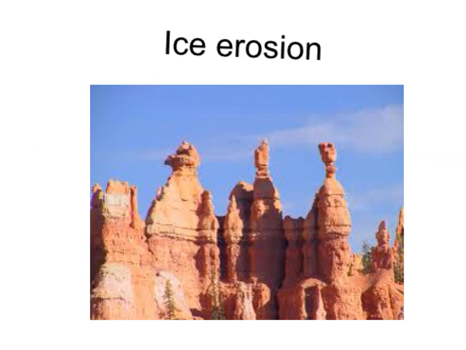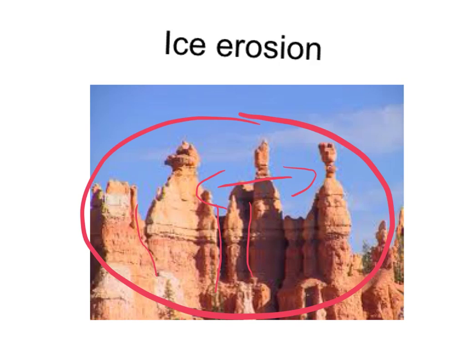This is also another example of ice erosion. So water goes into cracks right here in the rock and it freezes overnight. So when the water freezes, it expands and then it becomes bigger until parts of the rock break off and crack and create the pillars called hoodoos.